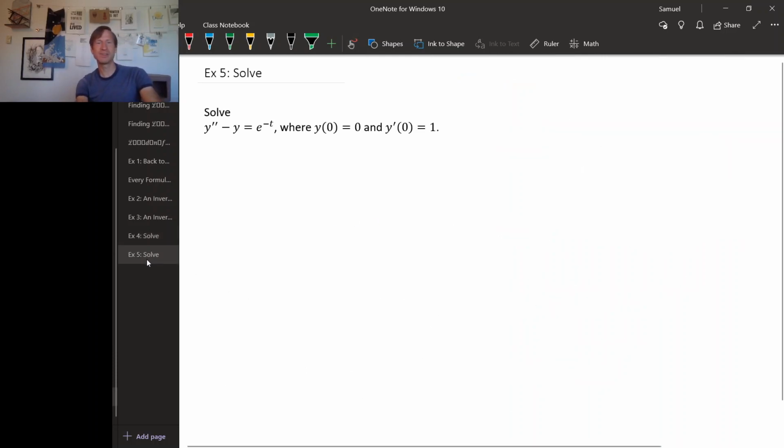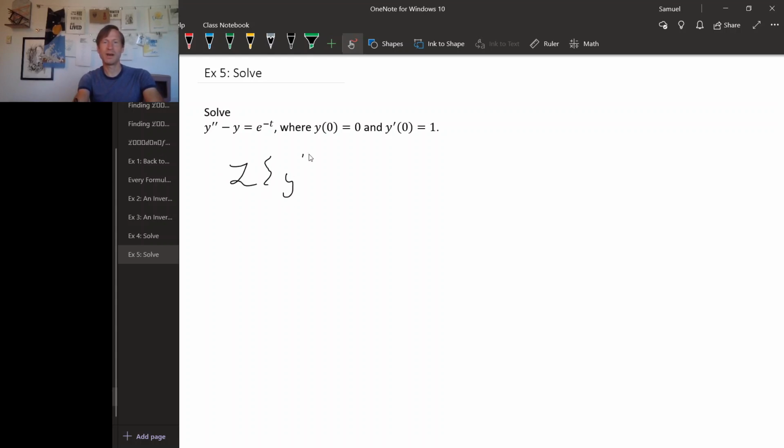All right, let's look at one more example. How about this one? y double prime minus y equals e to the minus t, and then we have some initial conditions here. So we're going to take the Laplace transform on both sides. So we get the Laplace transform of y double prime minus the Laplace transform of y equals the Laplace transform of e to the minus t. All right.